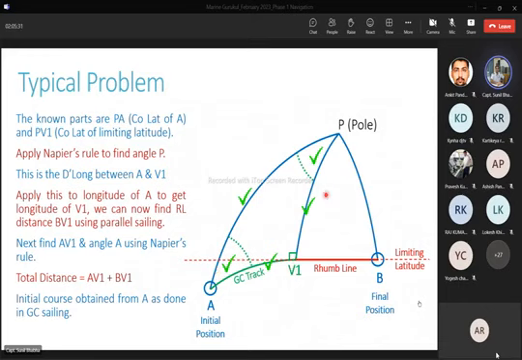PAV1, the second part PBV1, showing a composite track. So we will start with this. However, while working out, if we realize that in this question the vertex is coming outside and composite sailing is not relevant or not required, then we switch over to GC sailing and find out the GC distance. So fundamentally, start with composite and then switch over to GC if required.